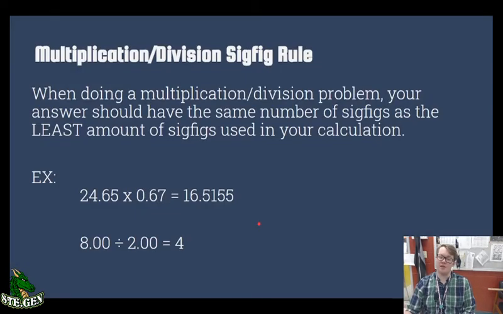Now, for the next piece, it gets a little bit weirder. When you're doing multiplication and division problems, your answer needs to have the same number of sigfigs as the lowest amount of sigfigs used in your calculation. Now, why is that? Why do we do that? What is that doing for us?